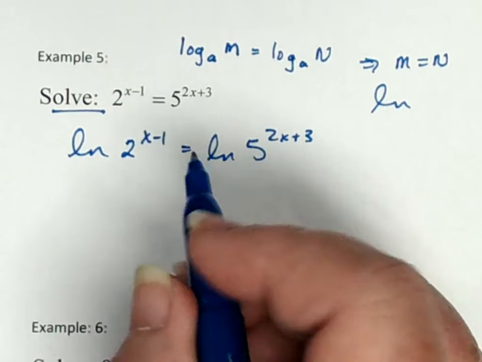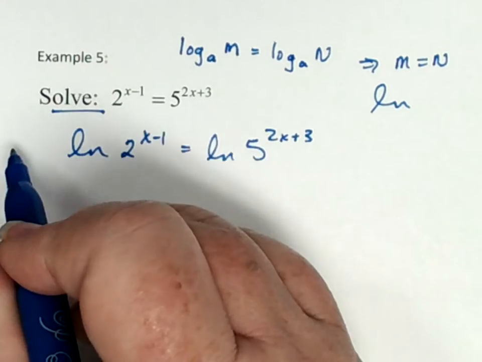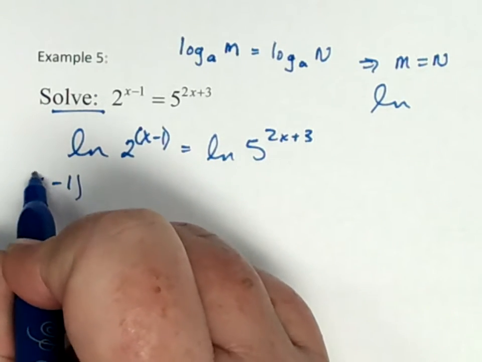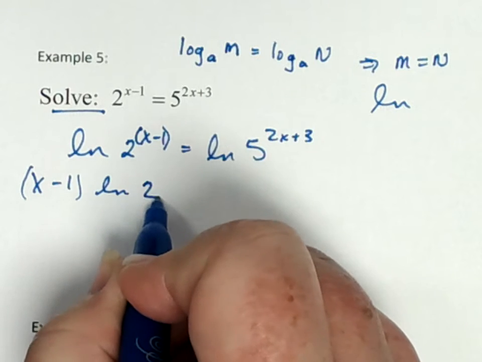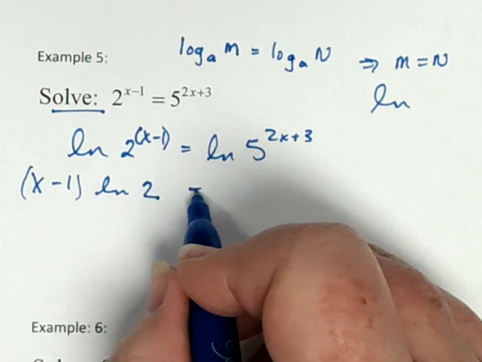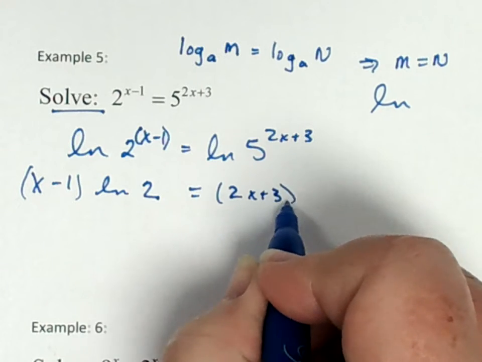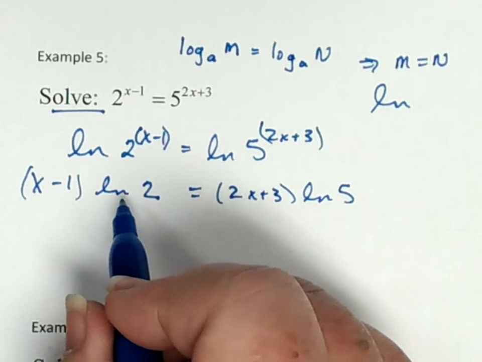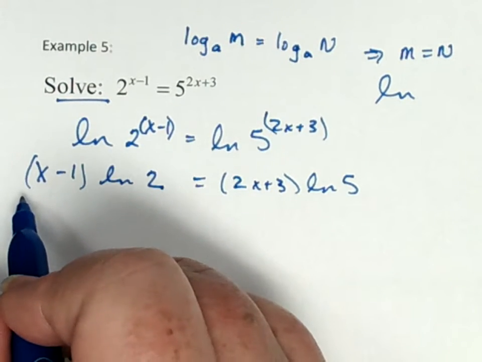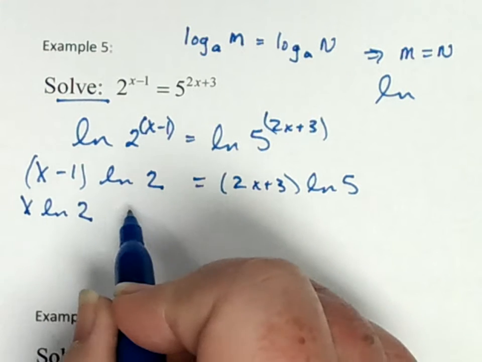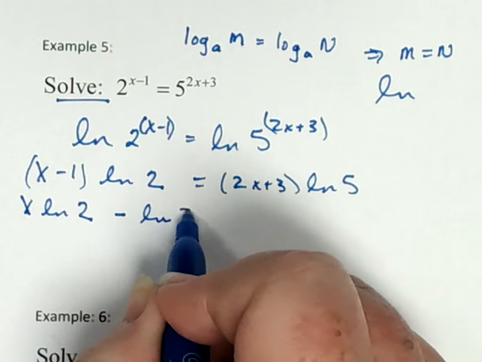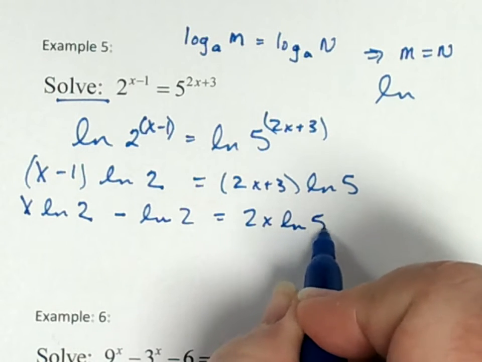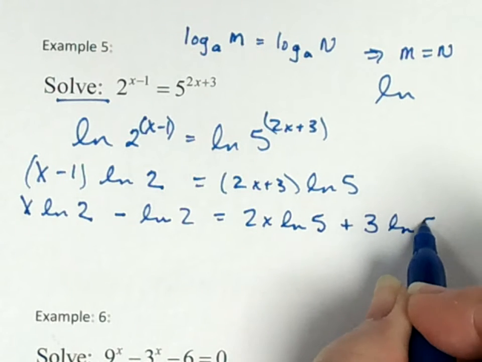Now we're going to start using some of our properties. I'm going to take that exponent right here and throw it to the front. That's going to give me x minus 1 times the natural log of 2. Remember, we wrote it as a product, equals 2x plus 3 times the natural log of 5. I threw this to the front as well. Because this is multiply, I'm allowed to distribute, and that's going to give me x natural log of 2 minus the natural log of 2 equals 2x natural log of 5 plus 3 natural log of 5.